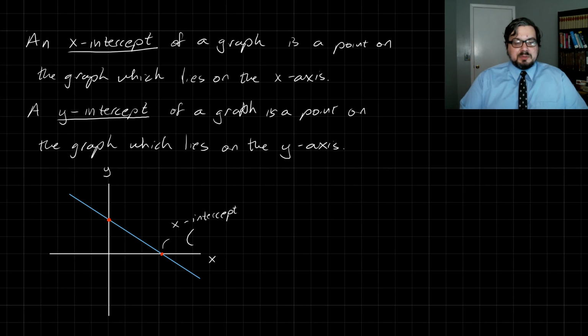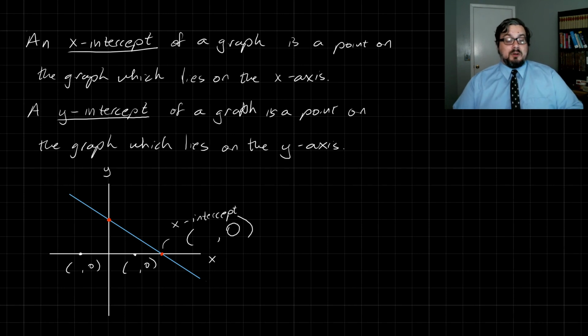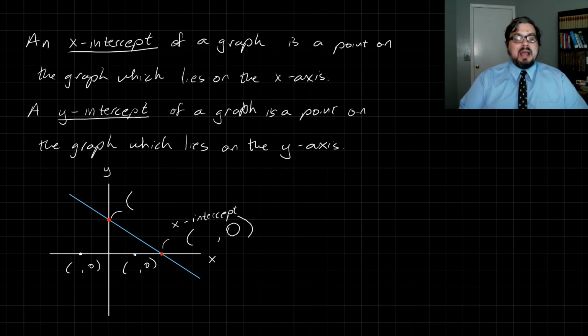And the thing to note about the x-intercept is that no matter what the x-coordinate of this point is, it's always going to have a y-coordinate of 0. And that's because every point on the x-axis has a y-coordinate of 0. Every point on the x-axis has coordinates of the form something, comma, 0. Similarly, every point on the y-axis has coordinates of the form 0, comma something.